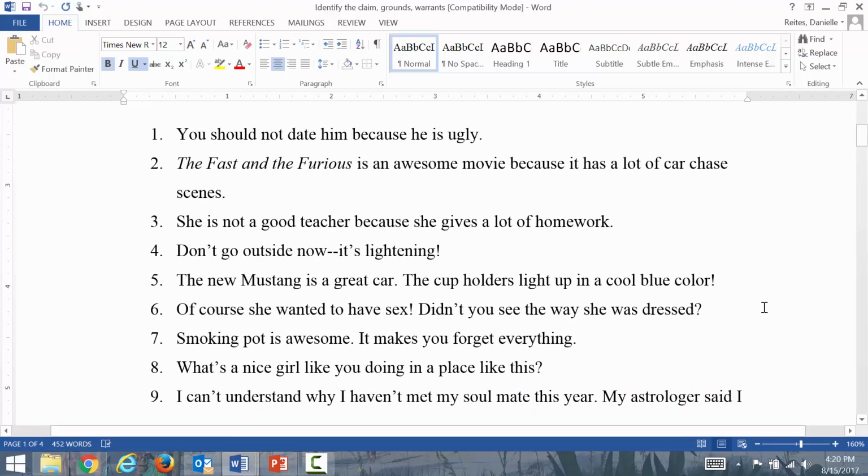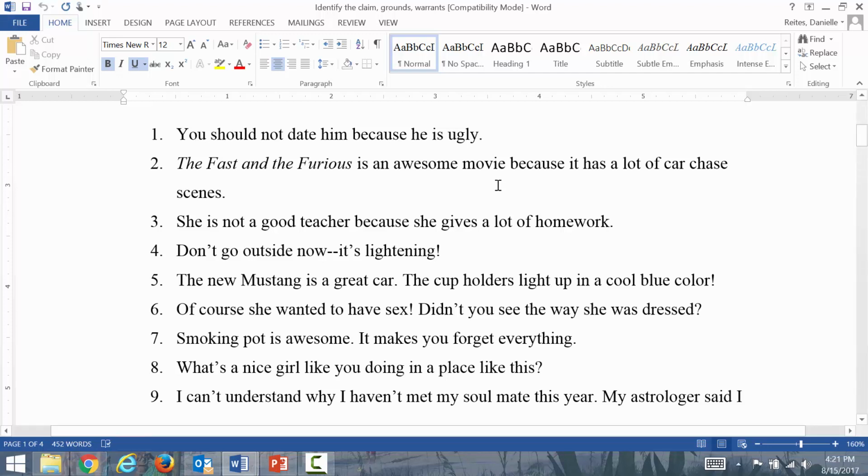So if somebody said this to you, what are they claiming? You should not date him. What is their support? Because he is ugly. What are they assuming? Ugly people should not be dated, right? Or ugly people are not dateable. They are also assuming he's ugly. You could say that, but I often want you to take what is said and try to generalize it. What do they see to be true as a general premise or a generalization for their argument to be true?